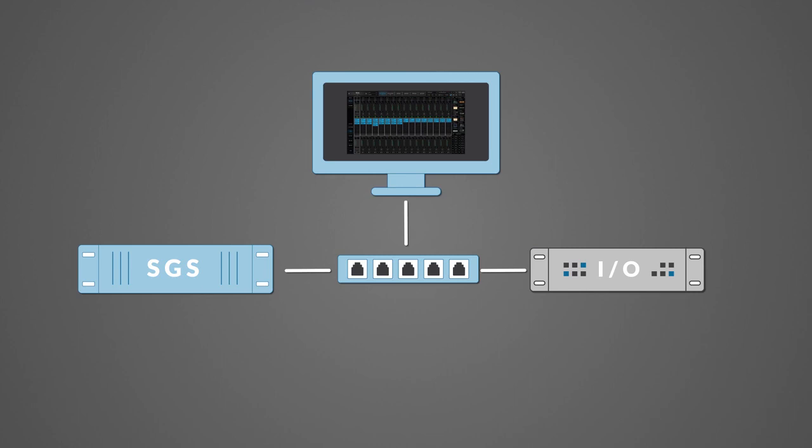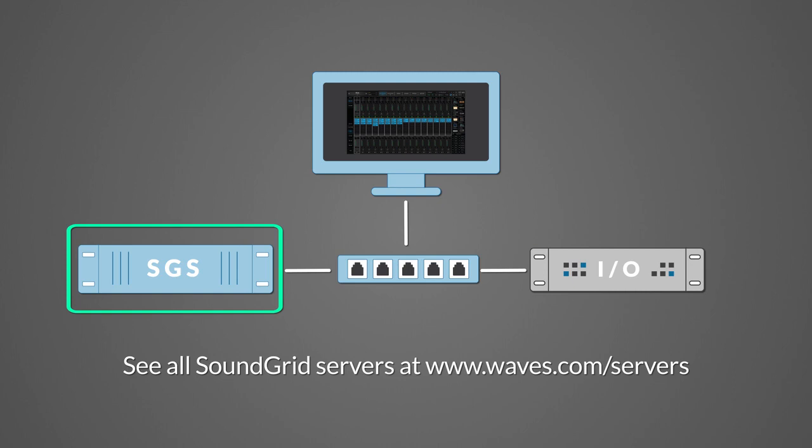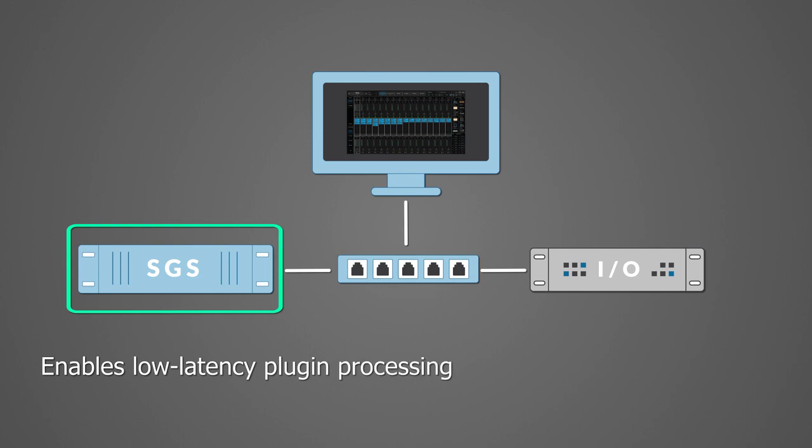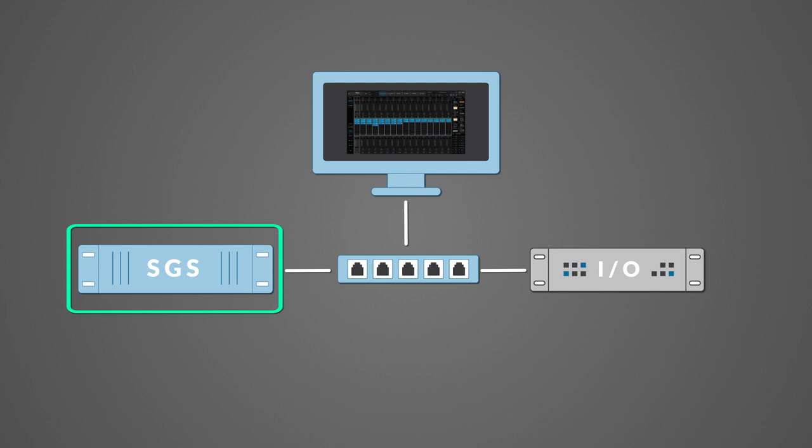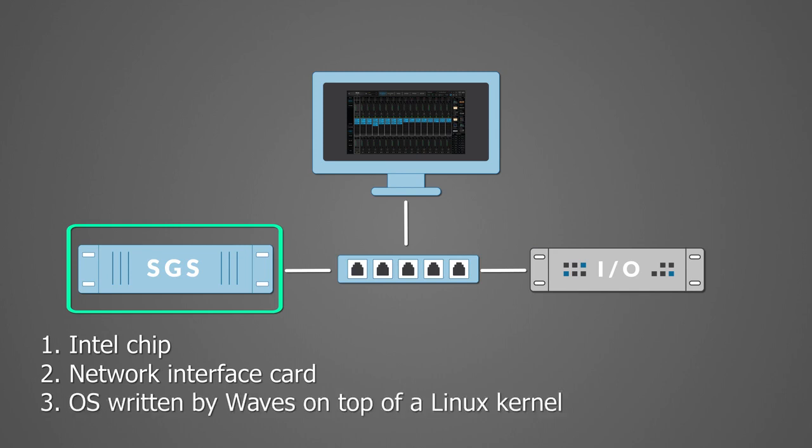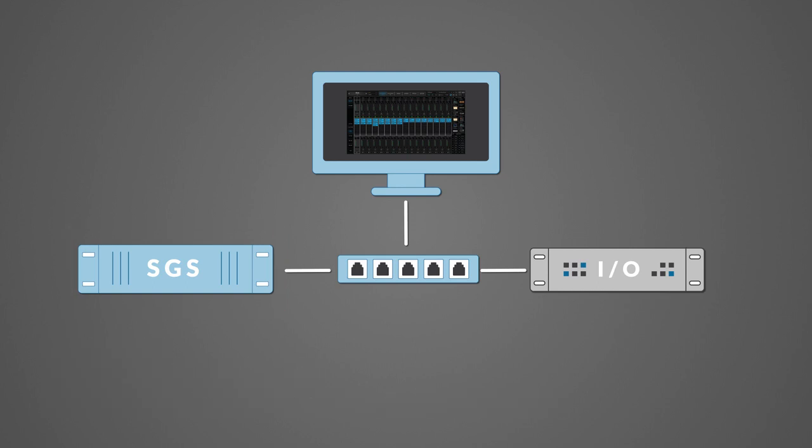The SoundGrid DSP server. The SoundGrid DSP server is the processing unit for the SoundGrid network. It is designed to perform low-latency audio processing. SoundGrid servers are all based on the following internal parts. An Intel chip. A network interface card. An operating system written by Waves on top of a Linux kernel. Only one server at a time can be used for DSP processing in a SoundGrid setup. You cannot double up your DSP power by adding a second SoundGrid server.